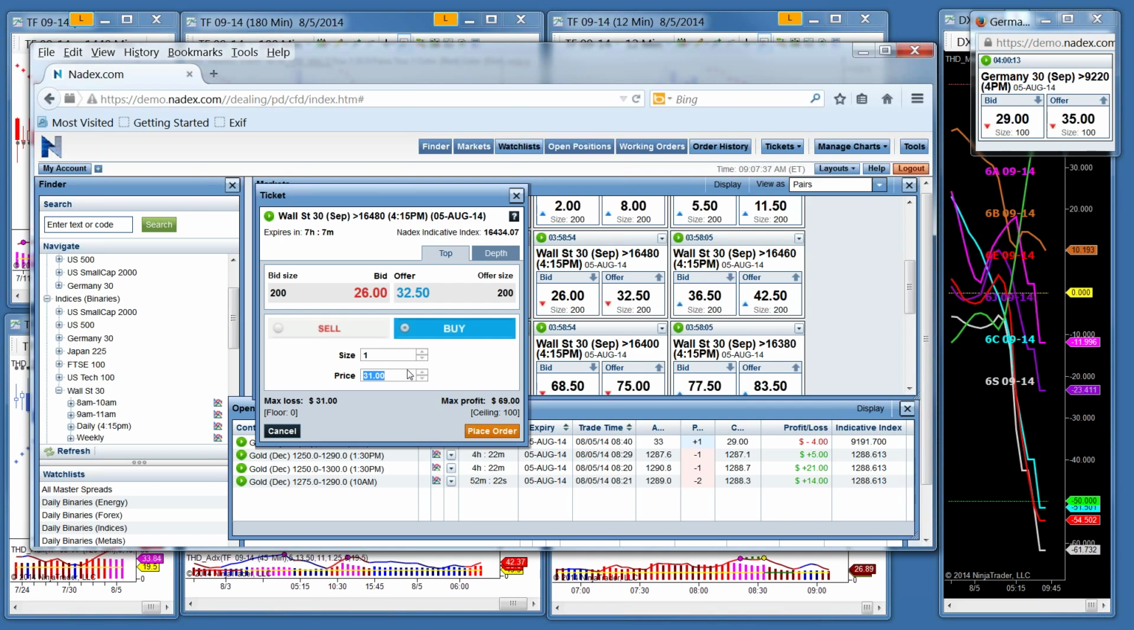Now, to me, that's like going into any store and saying, okay, I want to buy this product. This is what it's going to cost me. This is my worst case scenario, okay? And then it may go up and I may make $69. But up front, it's going to cost me $31 in order to enter that trade to potentially make $69. Do you understand that now, Chris?